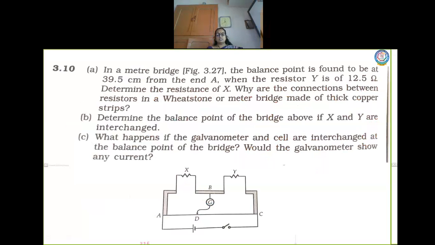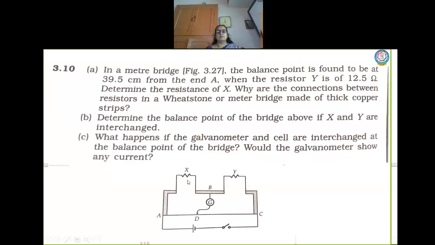Now this numerical is from your textbook, children, page number 128, question number 3.10. Let us read the question. There are 3 questions in this sum. In a meter bridge, the balance point is found to be at 39.5 centimeter from the end A when the resistor Y is of 12.5 ohm. Determine. Now look at the diagram. They have given the diagram also, children.